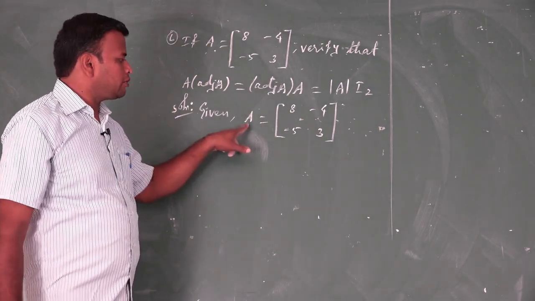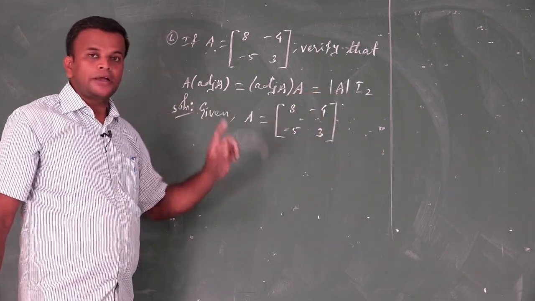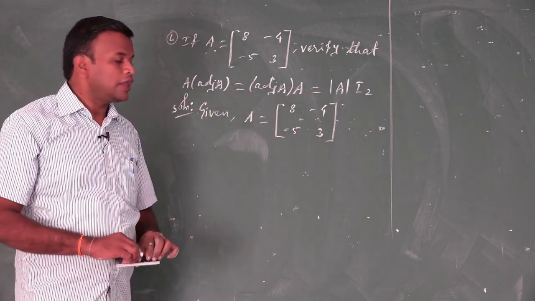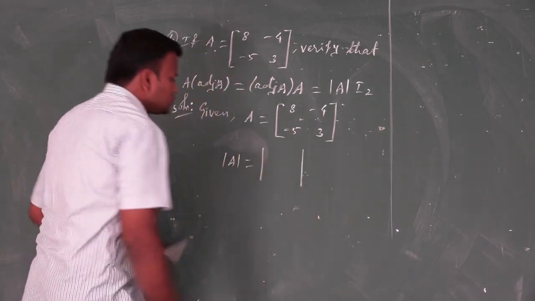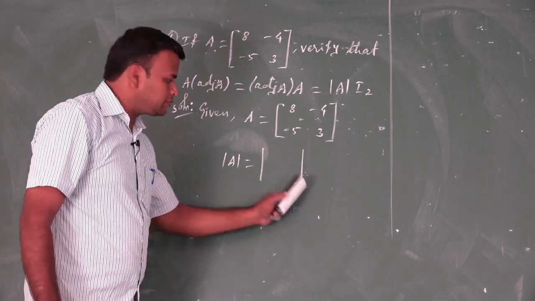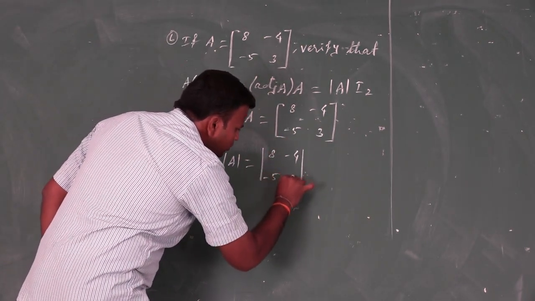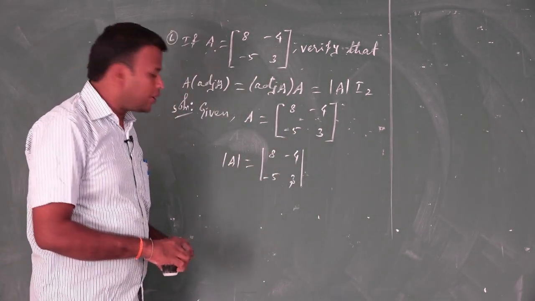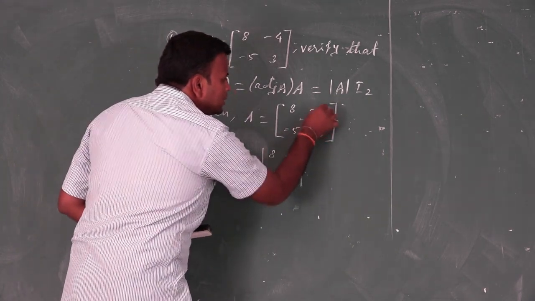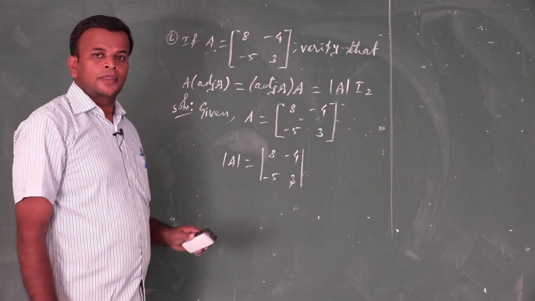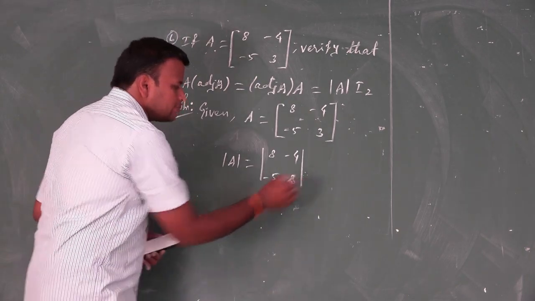So the matrix is given, so we write it as A. The first step is to find the determinant, because in our verification the determinant is also involved. So determinant A, with the determinant symbol: 8, minus 4, minus 5 and 3. Important: in a determinant we put only the determinant symbol. When we write within a square bracket, it is a matrix. When we write within two parallel lines, it is called the determinant. So the determinant symbol is also important.